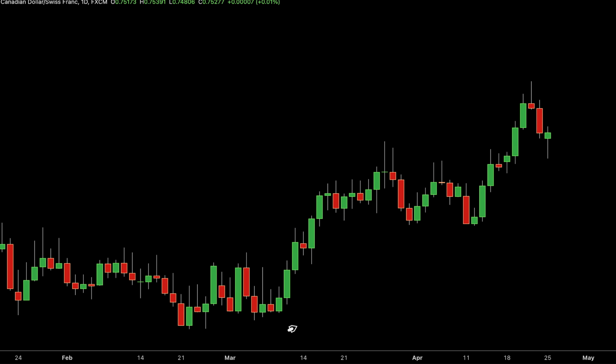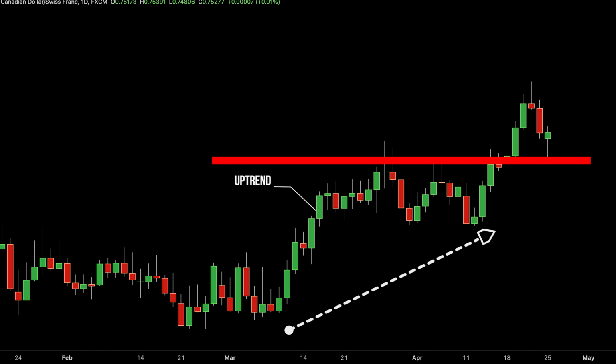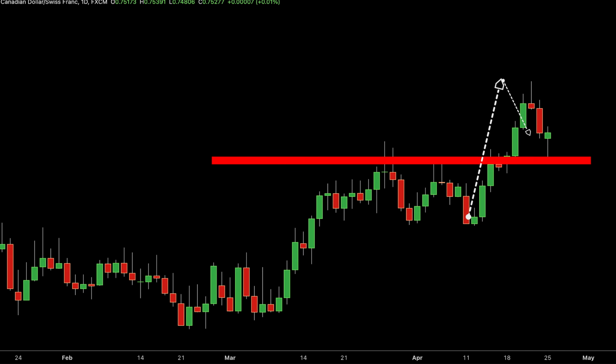The first step you need to take to trade pullbacks is identifying the trend. Look at this chart example. You can see a clear uptrend here. The second step is pinpointing support or resistance key levels. In this chart, there's a distinct resistance level that turns into support after the breakout. Our strategy revolves around waiting for the market to break out of this resistance level, which then turns into support and subsequently experiences a pullback.